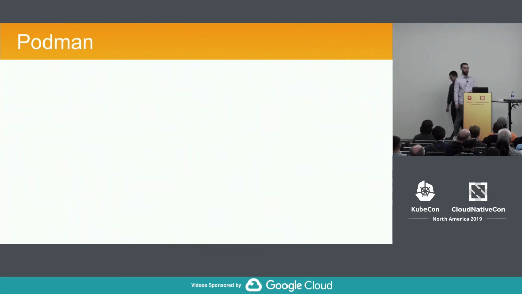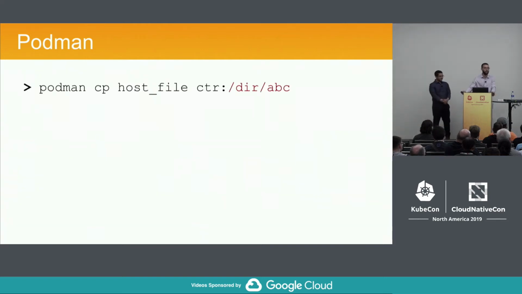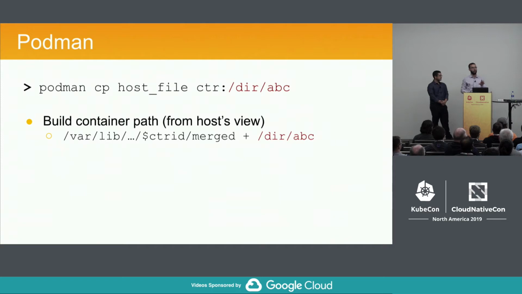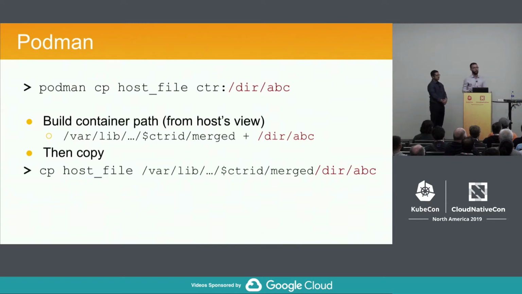So let's start with podman. So that's the podman cp command. It's pretty simple. That's how you copy a host file to a path of the container, dir abc. And let's see how podman actually implements this. So the first thing podman does is build the container path, but from the host view. So it takes the container mount point on the host and adds to it the path that you ask for in the container. And then it does something that is quite similar to a normal Unix cp command using that path.